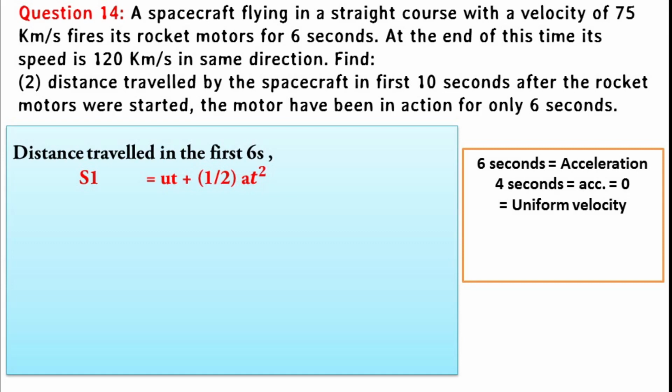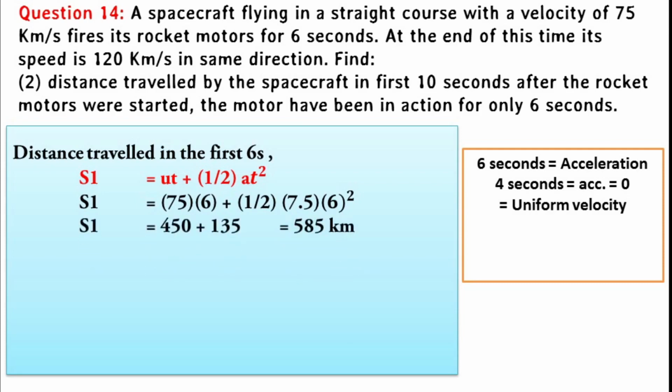Substituting the values, 7.5 into 6 plus 1 by 2 into 7.5 into 6 into 6, which is equal to 450 plus 135, which is equal to 585 kilometer.